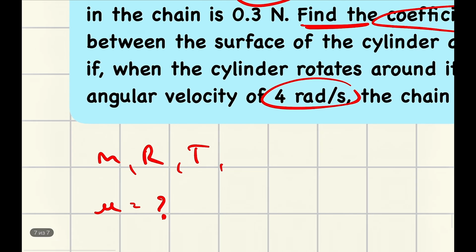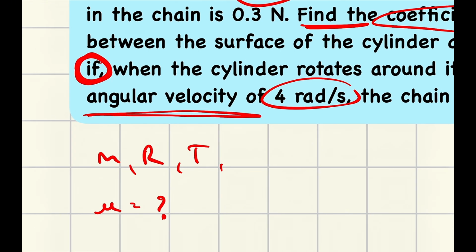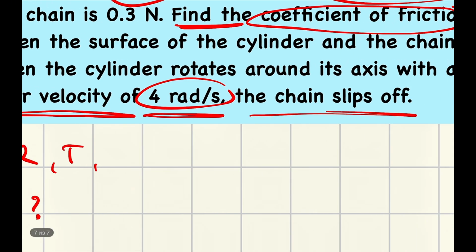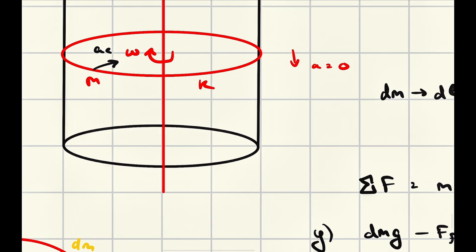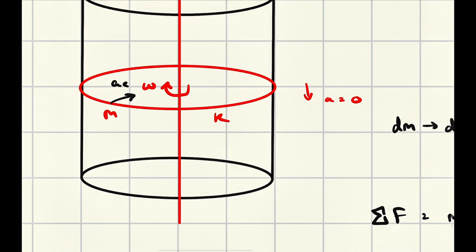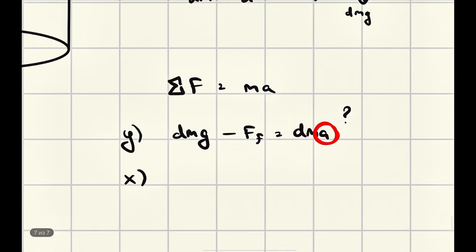So this word, "if", has a very big meaning. If this thing reaches angular velocity 4 radians per second, the chain slips off, but the chain is going to slip off. This is the most important part. But still, at the very last instant, acceleration is 0, so it's going to become more than 0. It's going to increase, but it still didn't. That's why we know that this thing is not just dma.